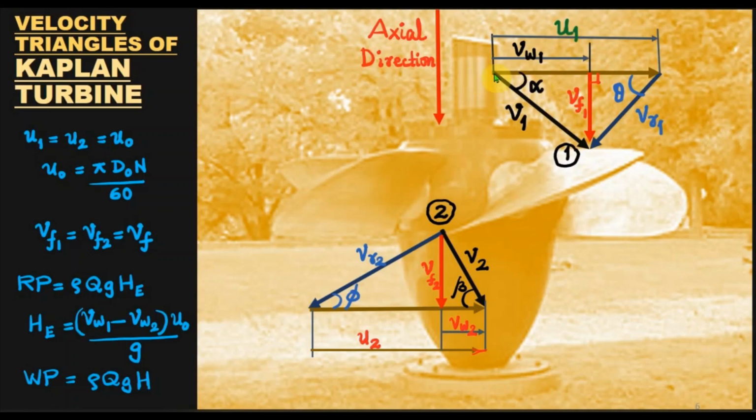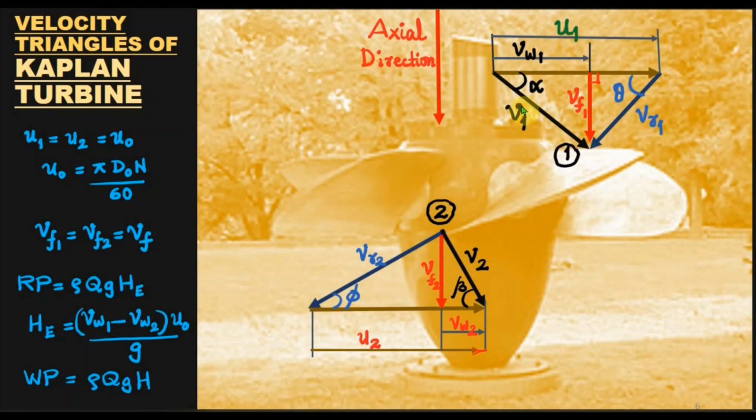The other side of the velocity triangle is u1. u1 is obtained by pi d0 n by 60, where n is the rotational speed of the runner in RPM, which in this case is in the anti-clockwise direction while looking from the top. So we have u1, v1 and vr1. v1 is inclined at an angle alpha to the direction of motion of the vane at inlet, that is the direction of u1, and vr1 is inclined at an angle theta, the vane angle or blade angle at inlet, to the direction of motion at inlet. So this is the inlet velocity triangle comprising v1, u1 and vr1.